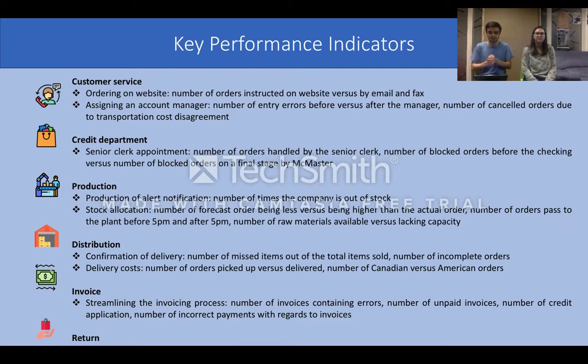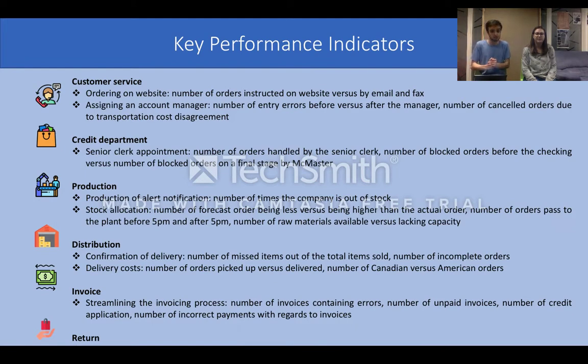When it comes to the credit department, we'd like to look at the number of orders handled by the senior clerk and the number of blocked orders before the checking and after the final stage done by McMasters. Now when it comes to production, we'd like to see the number of times the company is running out of stock per year, and we also like to look at the number of forecast orders that are matching the actual orders. Then we also like to look at the number of orders passed to the plant before 5 p.m. and after 5 p.m. And we'd like to look at the number of raw materials always available versus lacking capacity.